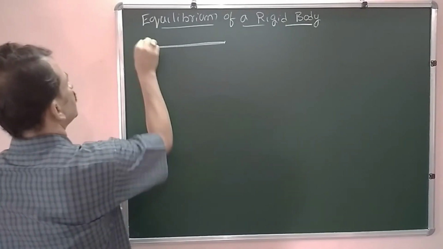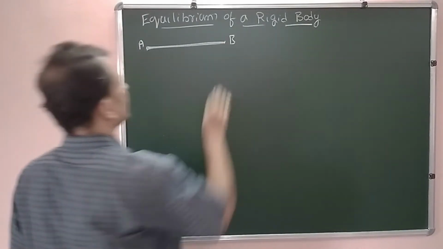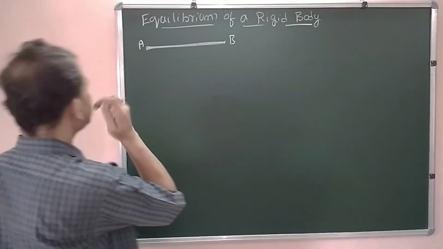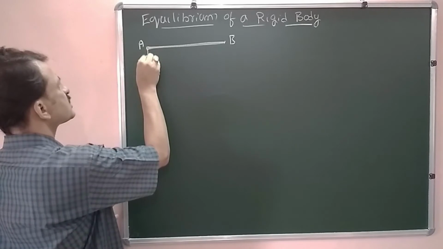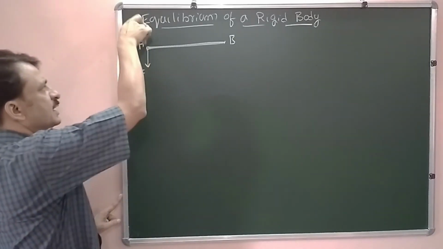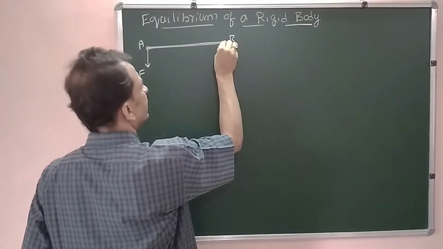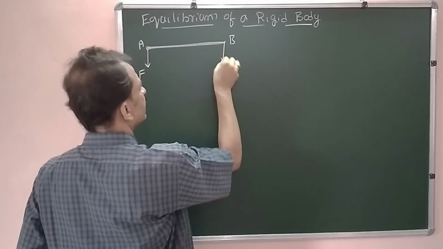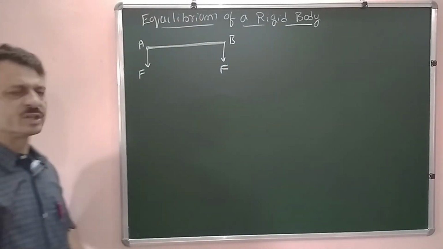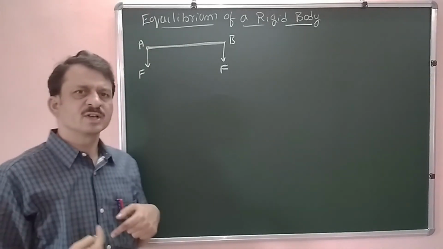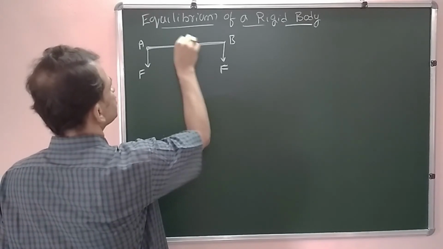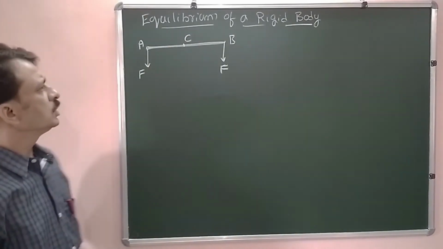Now AB is a light rod having a negligible mass. At the ends A and B, two equal forces are acting as shown here. One force is acting at A perpendicular to the rod, and another force is also acting at the point B, which is also equal and acting in the same direction. Both forces are acting in the same direction. Now consider the midpoint here, C.